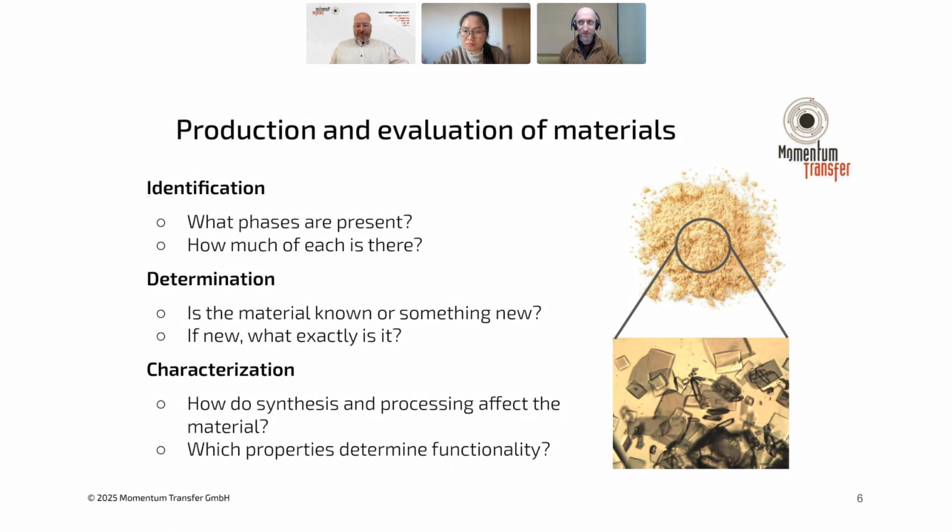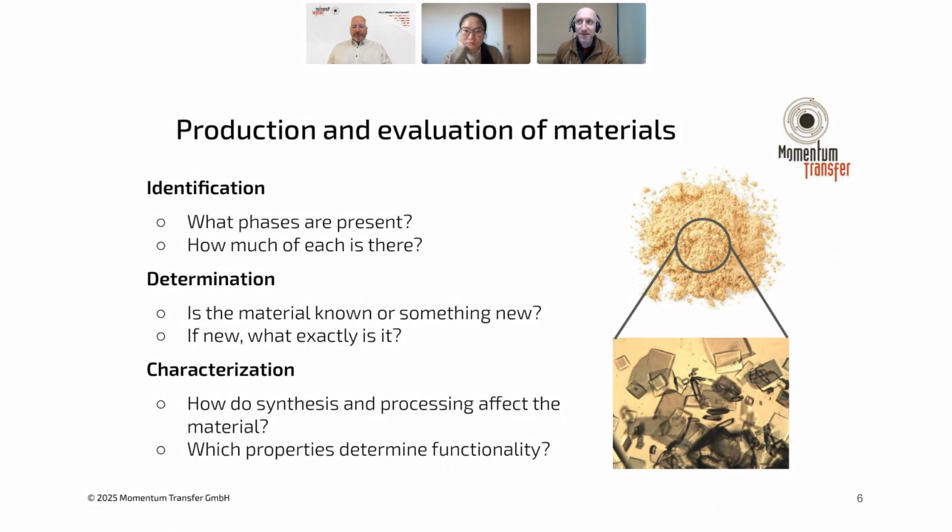I want to just sort of overview what are the high-level goals of these structural characterizations and how we drive materials development. There's a few things that I think about, which is identifying what phases are present in our materials and how much is in there.